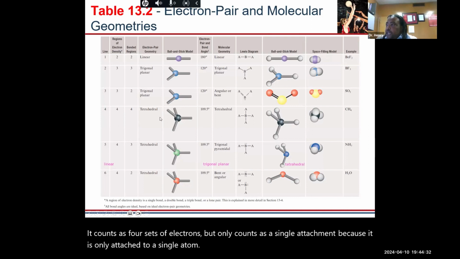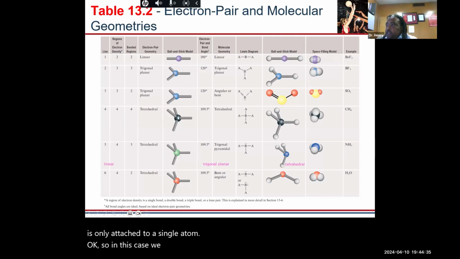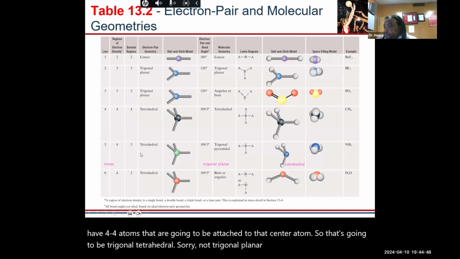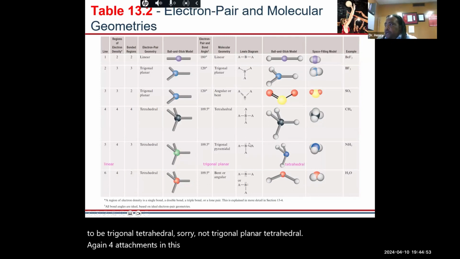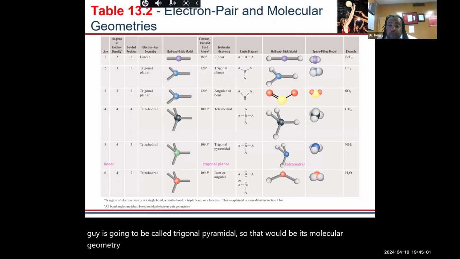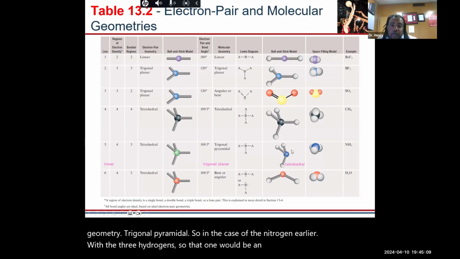Okay. So in this case, we have four attachments to our center atom. So in that case, we have four atoms that are going to be attached to that center atom. So that's going to be tetrahedral. Sorry, not trigonal. Tetrahedral. Again, four attachments. In this case, one of them is a lone pair. So in that case, this guy's going to be called trigonal pyramidal. That would be its molecular geometry, trigonal pyramidal. So the nitrogen earlier, with the three hydrogens, would be an example of trigonal pyramidal.